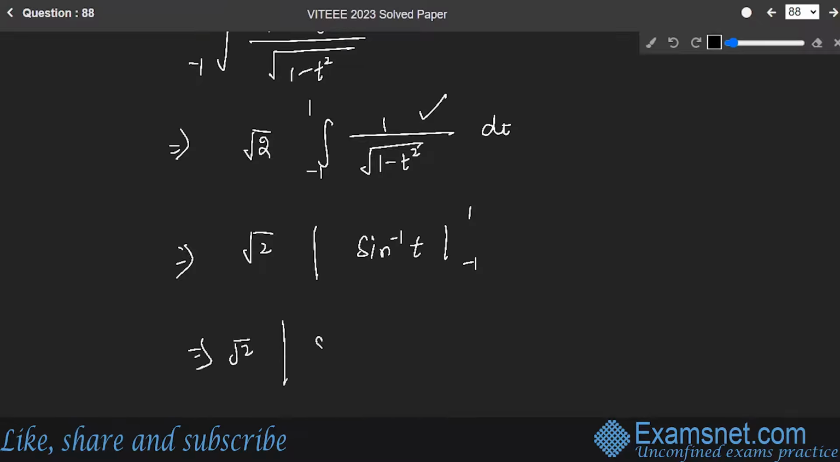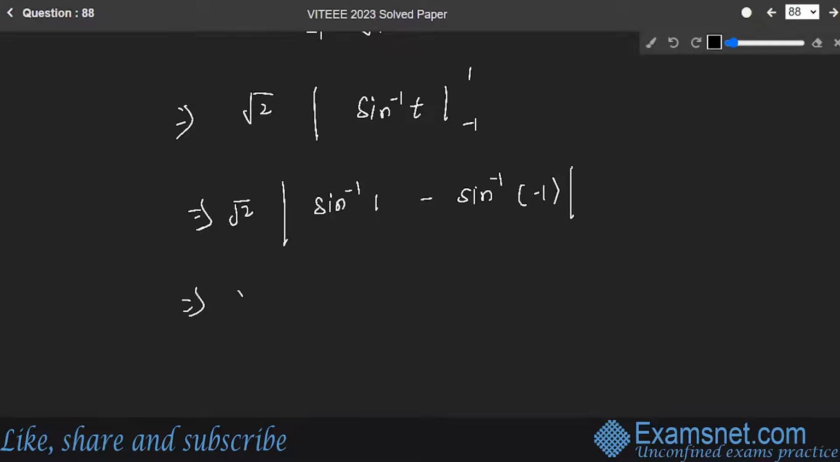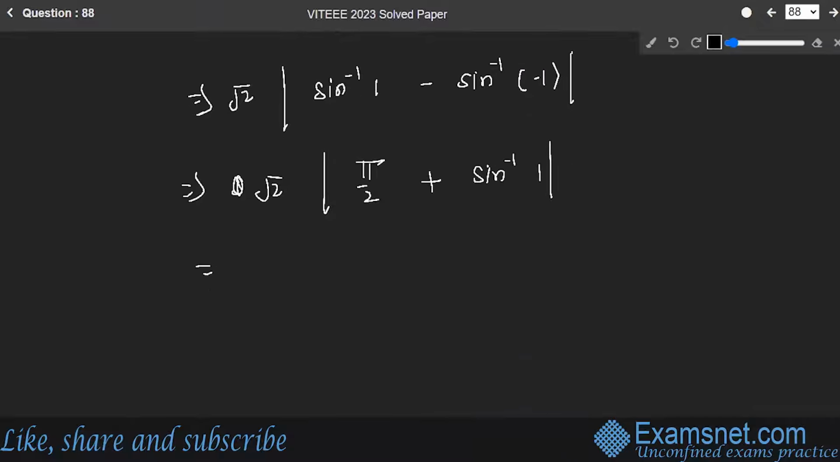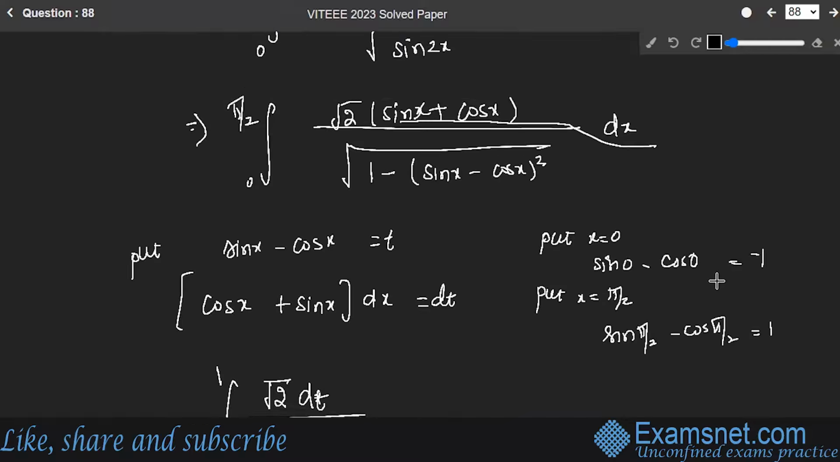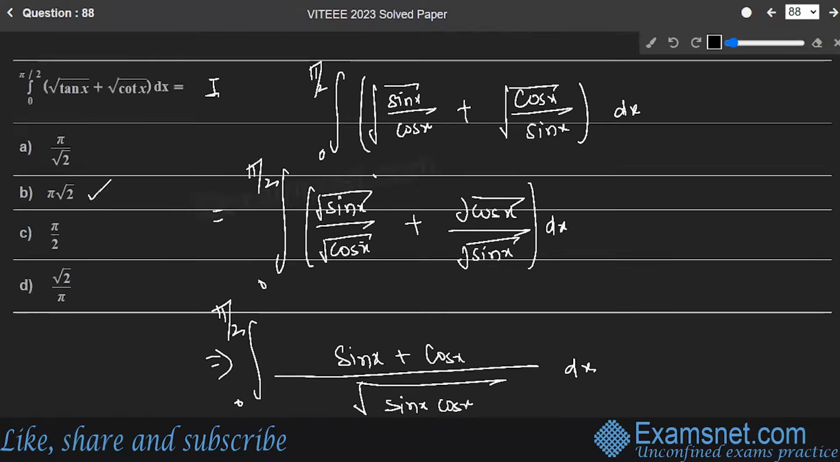So root 2 sine inverse 1 minus sine inverse minus 1, that is equal to root 2 sine inverse 1 is pi by 2, plus sine inverse 1 again. So you have pi by 2 plus pi by 2, that is equal to pi into root 2, or root 2 into pi. Okay, let's check with the options. You have pi into root 2 or 2. Okay, this is the answer. Option B. Pi into root 2 is option B. This is the answer to the question. Hope you got that. Let's move to the next question.